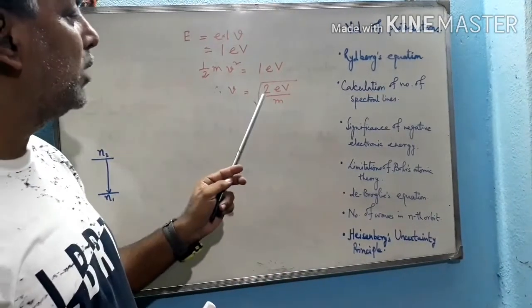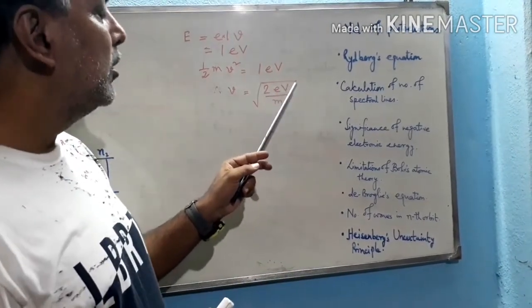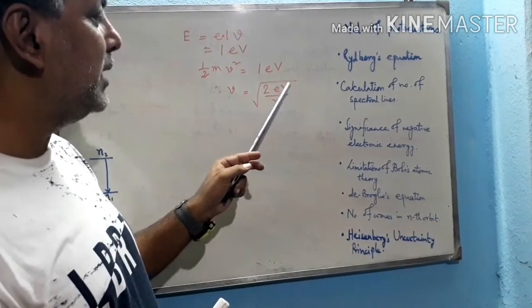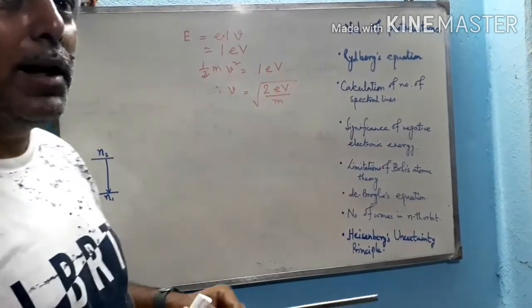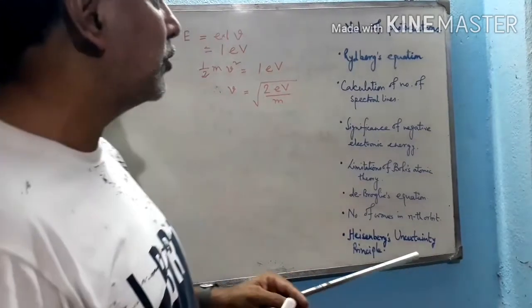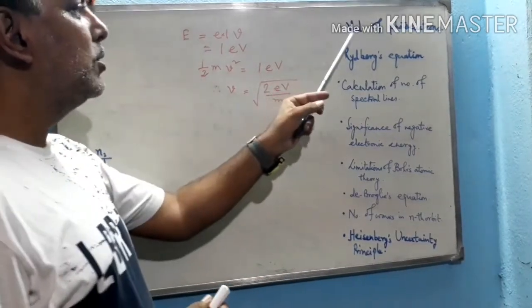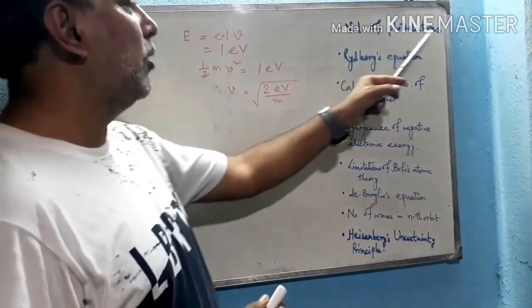Velocity equals the square root of 2 into the charge of an electron, into the potential difference, divided by the mass of the electron. So we can calculate the velocity of that photoelectron. So first, the calculation of the velocity of photoelectrons.